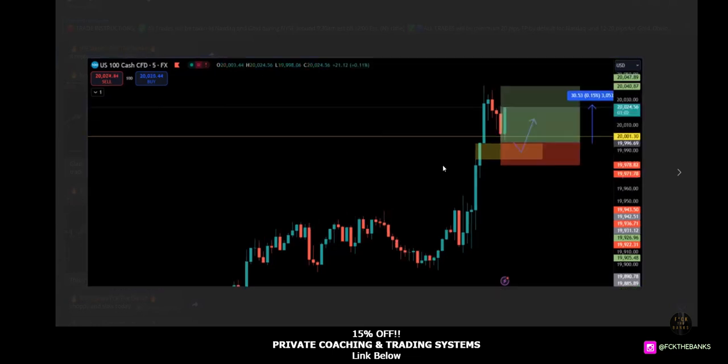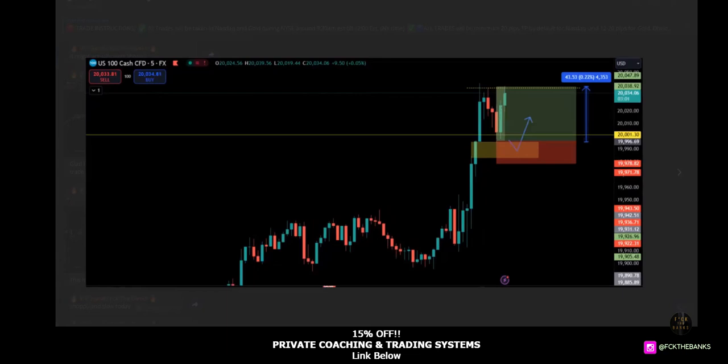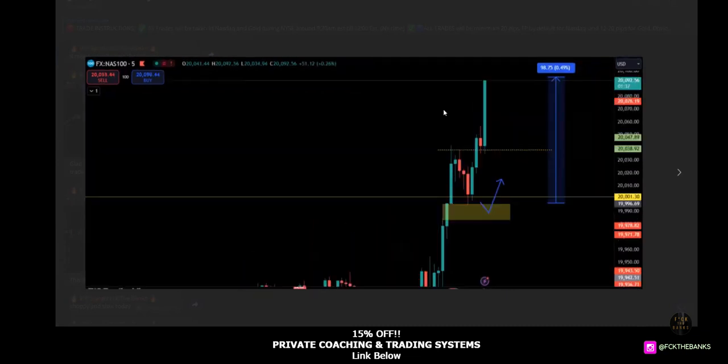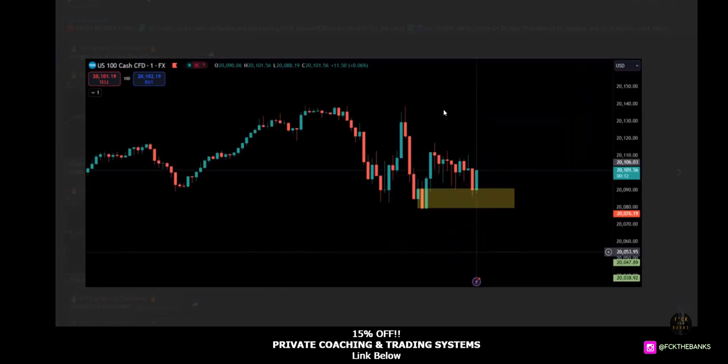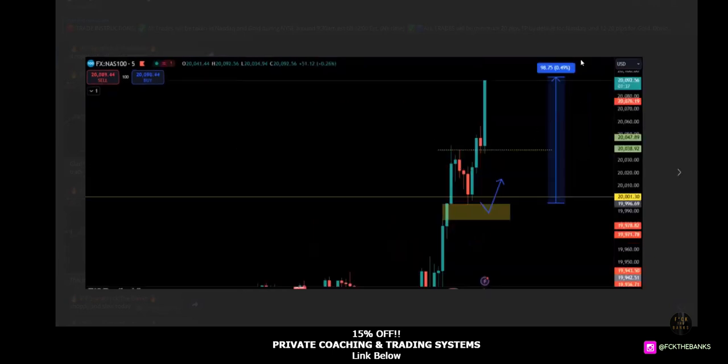Now, as you can see, this was again, look at the precision of this. And as I said before, these are my annotations, these are my trades, and they happened. Okay, and as you can see, it reached and filled this range. So this was another successful, easy, quick trade happening in Nasdaq. And as you can see, it just kept going and going and going. Okay, but at this point, I closed my trade right here.